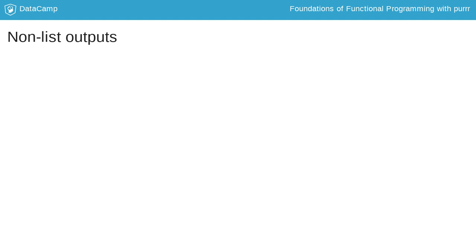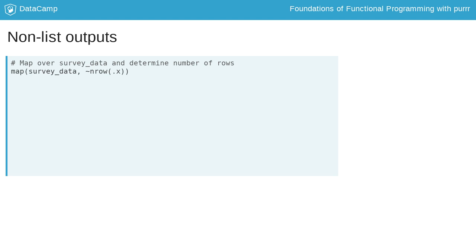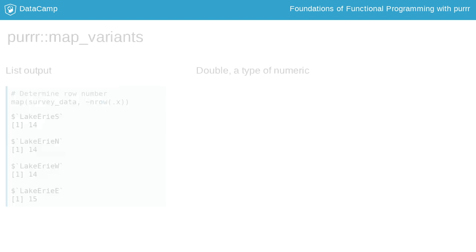Sometimes this can be quite useful, but if we think about the kinds of problems we solve with data every day, we may want a different kind of output, like a vector. This is where the other flavors of map come in. Here is the example from the previous lesson, where the map function gives us the number of rows in each data frame from the survey_data list.